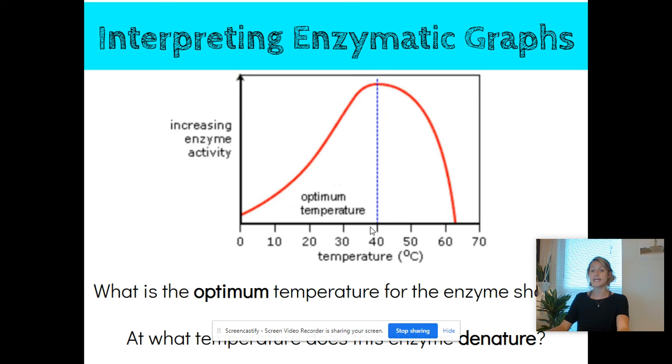Where the enzyme denatures, again, this is where the line crosses the x-axis. You might want to say 0, but as you see, at 0 degrees Celsius, it still hasn't hit the x-axis. So here would be about 63 degrees Celsius where the enzyme is denatured and no longer works.